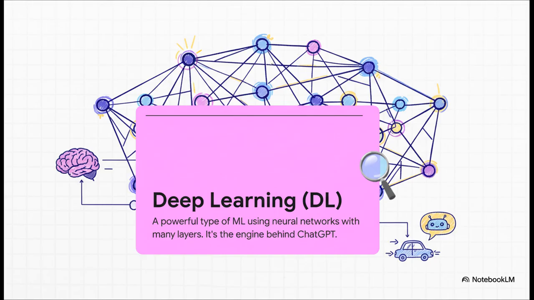So if machine learning is the engine, then deep learning is the V12 twin-turbo upgrade. It's a super powerful type of ML that uses these complex structures called neural networks, which are kind of inspired by how our own brains are wired. This is the heavy-duty tech that powers the most amazing AI you see today. We're talking ChatGPT, self-driving cars, all that good stuff.